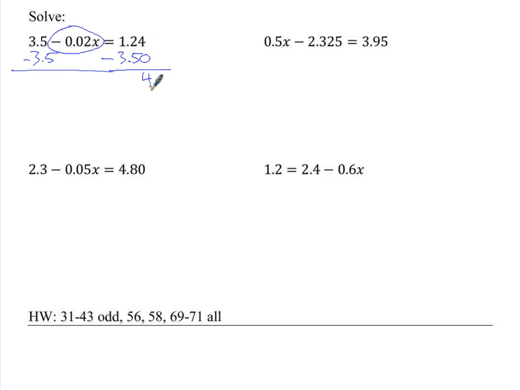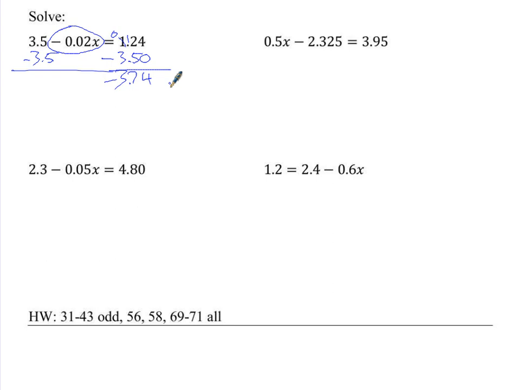4 minus 0 is 4. And then I have to borrow here. Okay, that becomes 7. The decimal point comes down. Now what? 0 minus 3 is negative 3.74. Everybody agree with that? Yeah? No?